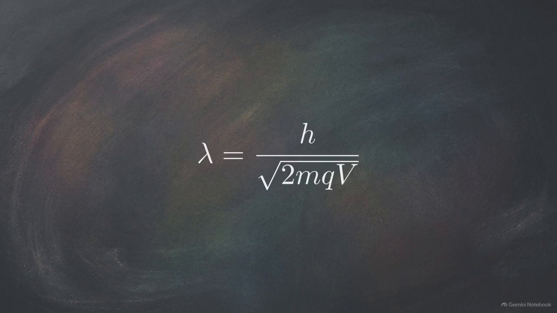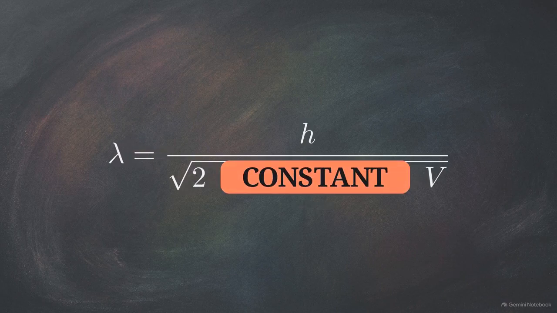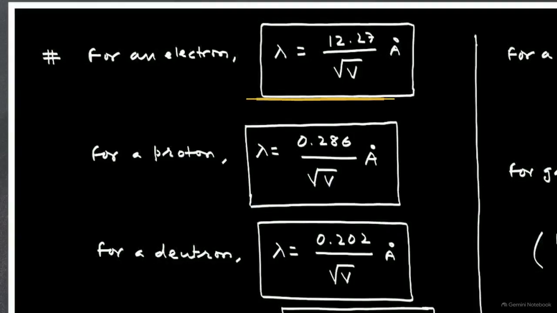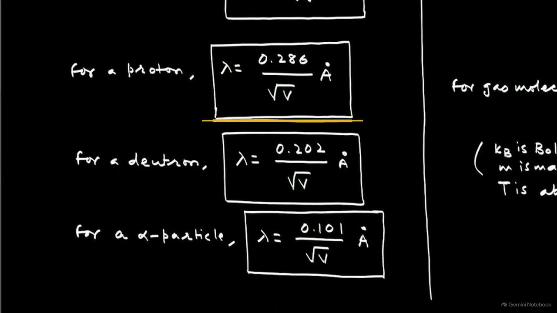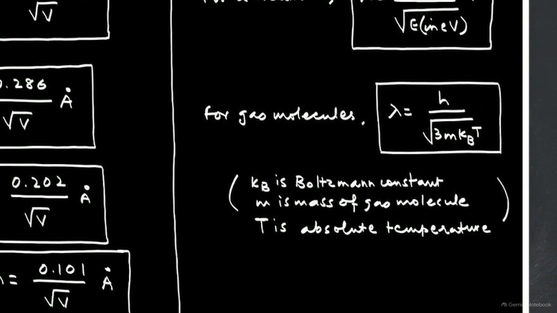Because mass and charge are fixed constants for specific fundamental particles, we don't have to recalculate the entire denominator every time. We can pre-calculate these values. These formulas detail the simplified results. For an electron, the math condenses to 12.27 angstroms divided by the square root of voltage. A proton drops to 0.286. The scaling continues for heavier composite particles, 0.202 angstroms for a deuteron and 0.101 for an alpha particle.